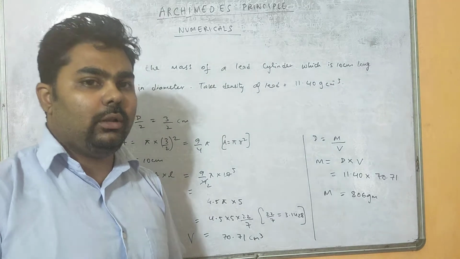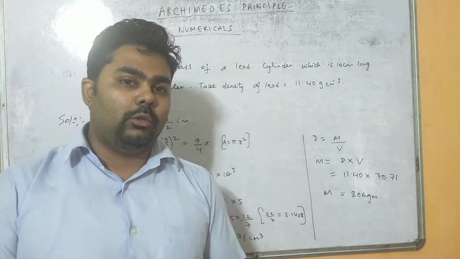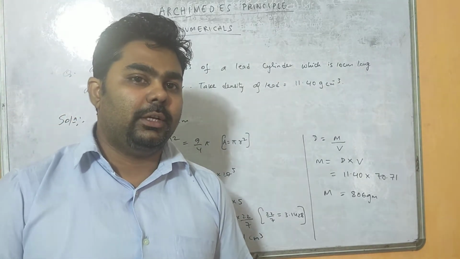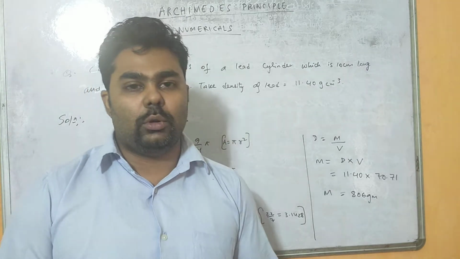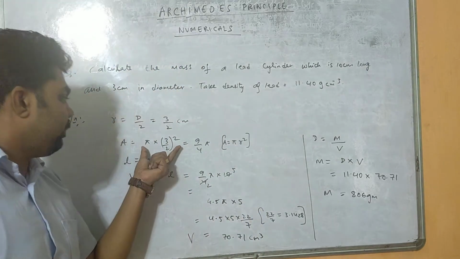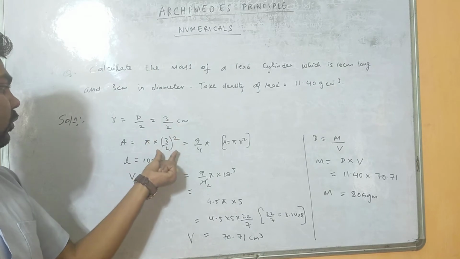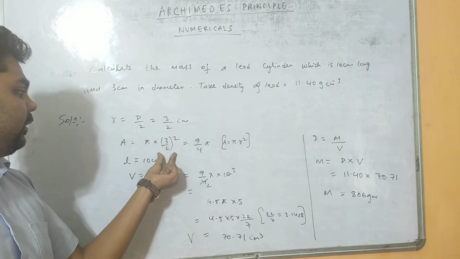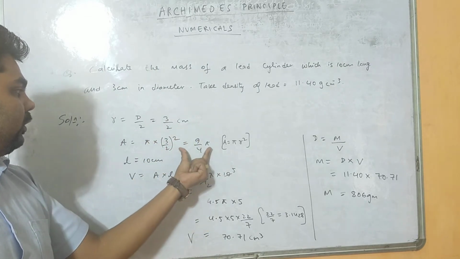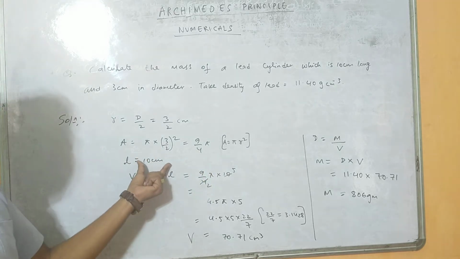If you see the cylinder from the front face, from the top position you will find it is in circular shape. So it is pi r square. Radius we know is 3 by 2, squared, that is 3 square by 2 square, that is 9 by 4 pi. So this is the area, and length is given as 10 centimeter.